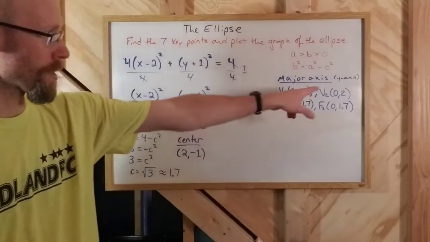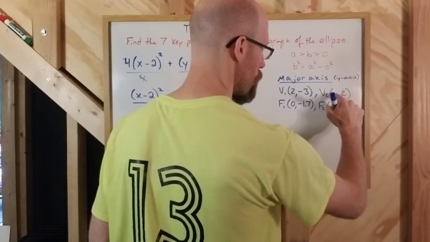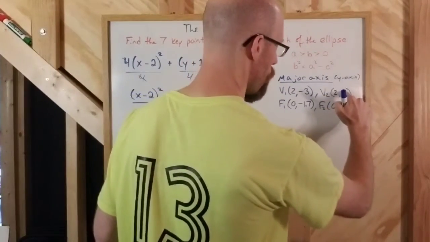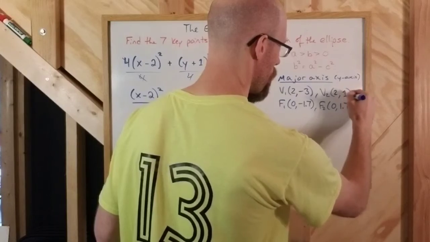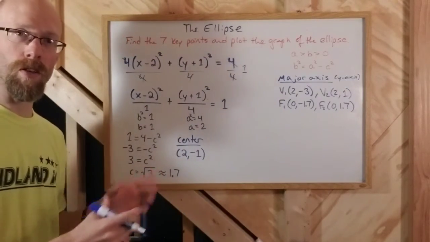Then I do the same thing on the other vertex. I shift it over 2, so the 0 becomes a 2, and add the negative 1 to the 2, and I get a 1. That should work. So you can kind of see how those are developing.